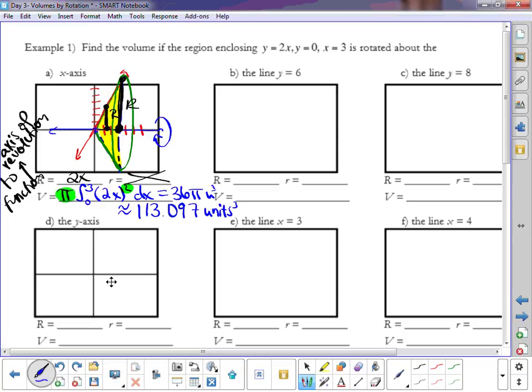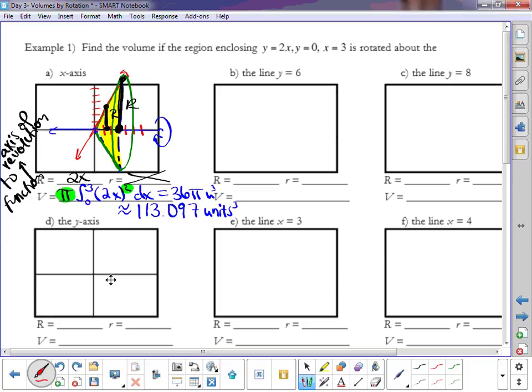Okay, so let's take a look at our second one. Again, we're taking the same region, but now we're rotating around the line y equal to 6. So before we start drawing, take a look at my original graph. Where is y equal to 6 in relation to my graph here? It's above it. Good.